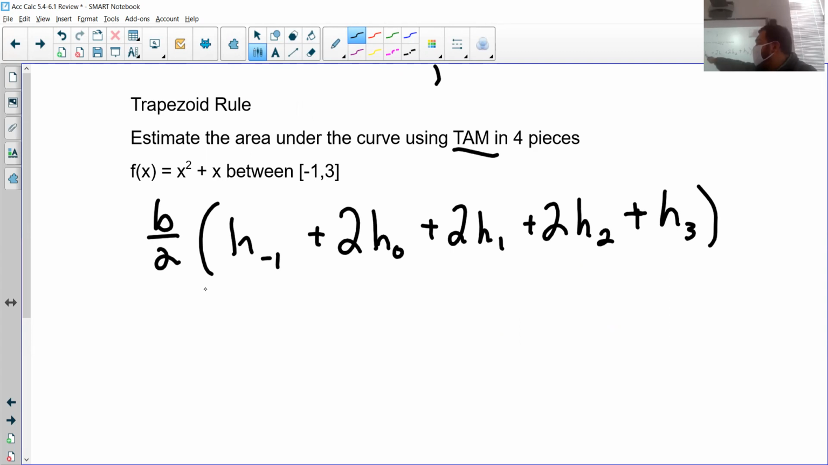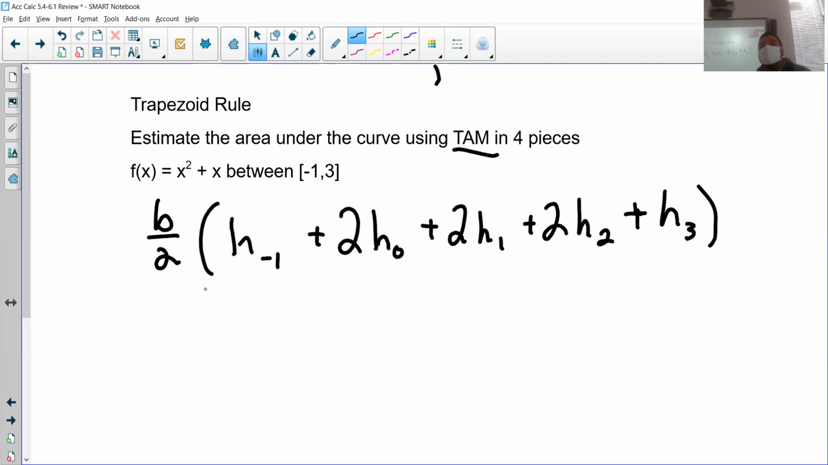This is the general formula here, but with the numbers plugged in already. So I start at -1, then I go 0, 1, 2, 3. But the general formula is wherever you start to wherever you end. So if I said 0 to 4, it'll be 0, 1, 2, 3, 4. If I said 6 to 10, 6, 7, 8, 9, 10.